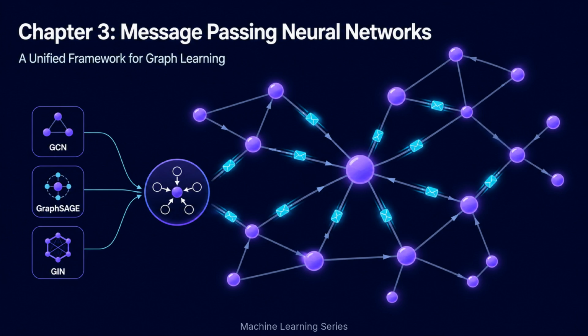Today we explore message-passing neural networks, or MPNNs, which provide a unified framework for understanding graph neural networks. Rather than viewing GCN as a special case, we'll see how many GNN architectures, including GCN, GraphSage, and GIN, can all be understood through the lens of message passing. This perspective will deepen your understanding and help you design your own architectures.